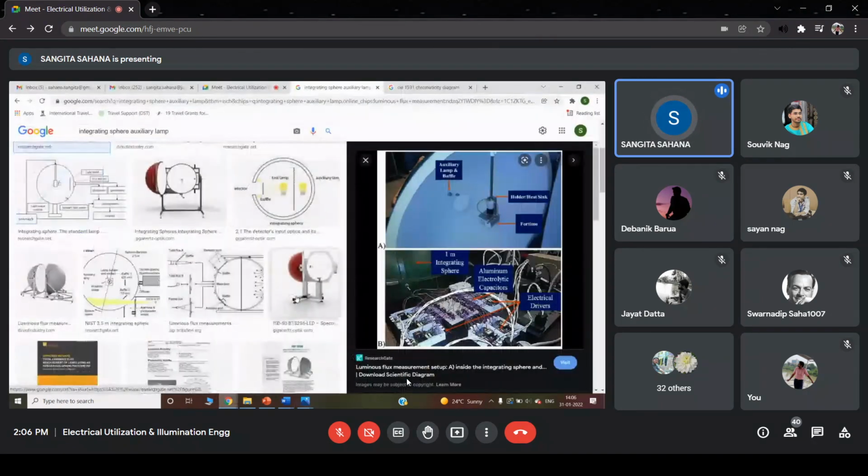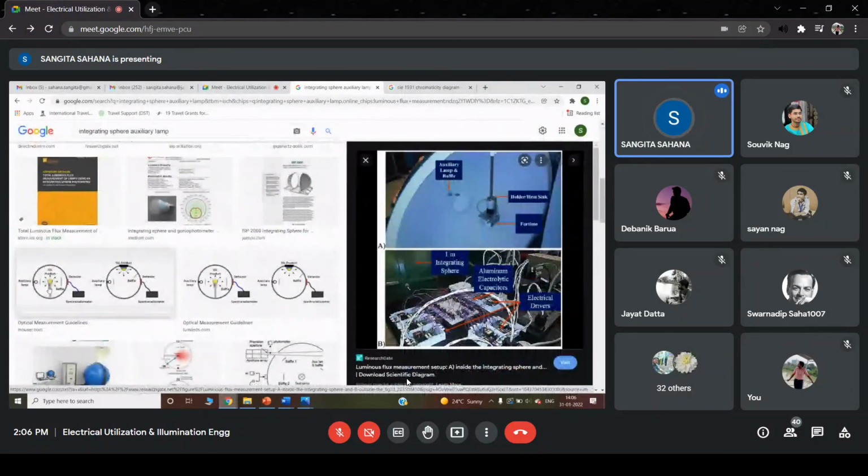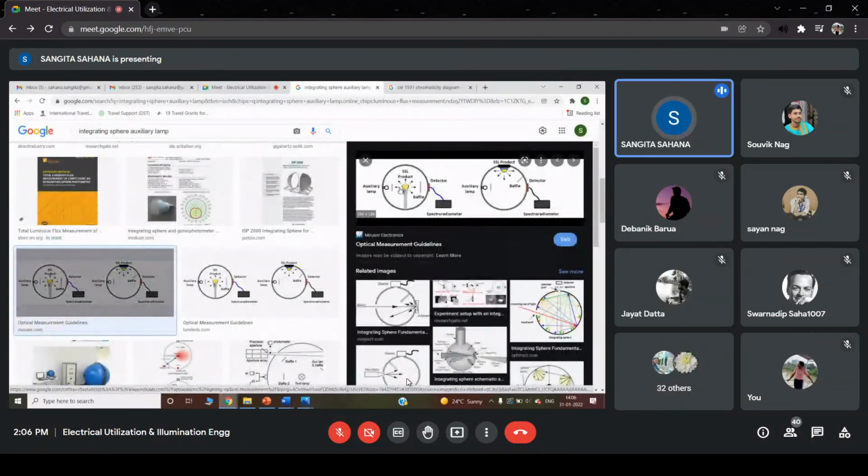The dimension of the auxiliary lamp is very small. This one. This is the main lamp. This is one baffle. This is the auxiliary lamp, another baffle. Here we have the sensor, then this wire, and we have the lux meter or whatever meter outside the sphere.